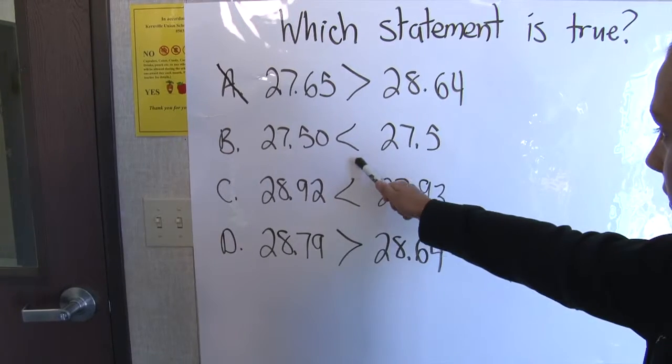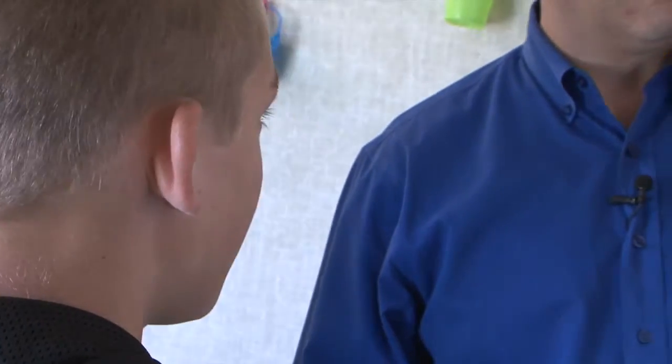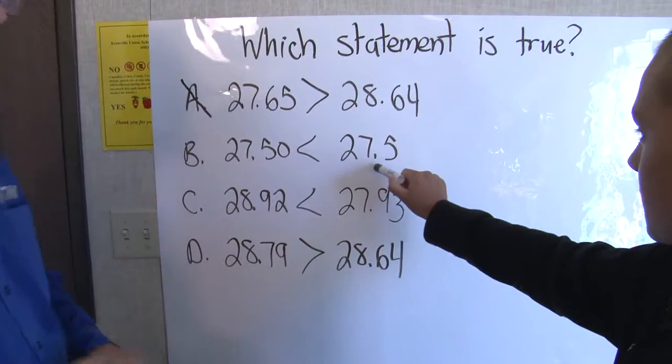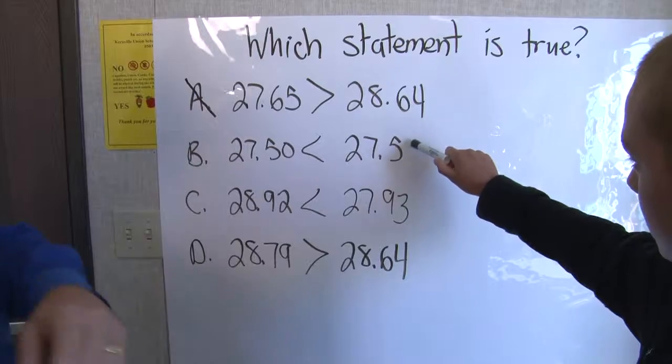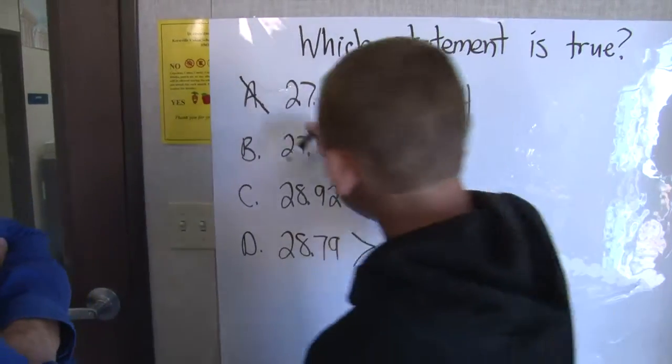I would say this one is not true. Why? Because this would have to be equal, because these are equal numbers. But here you have a 0.50 and here you only have a 0.5. It's the same exact thing. All you have to do is add a 0 here. Because it's both half of 100. Half of 10, half of 100. So B's out? Yeah. All right.